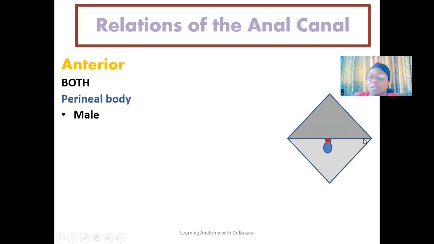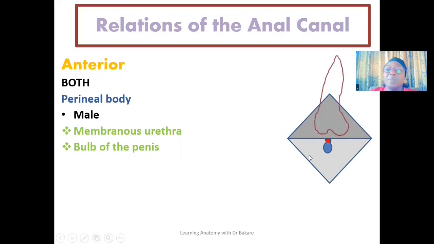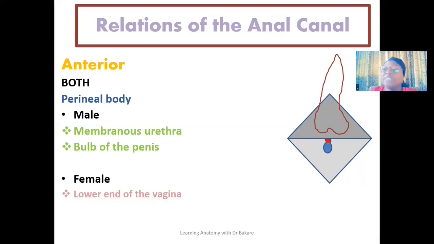So we have the perineal body located in the anterior part of the anal canal in both the male and the female. For the male specifically, in the anterior relation of the anal canal, we have the membranous urethra. Then we have the bulb of the penis. The bulb of the penis is the root of the corpus spongiosum. So it is at the anterior part where the corpus spongiosum is rooted from or originates from. It's also seen to be anteriorly related to the anal canal. For the female, the structure that is related to the anal canal anteriorly is the lower end of the vagina.